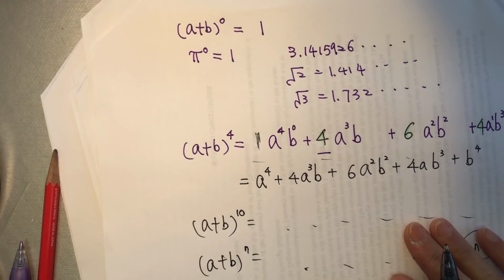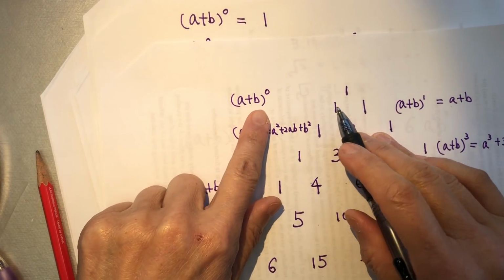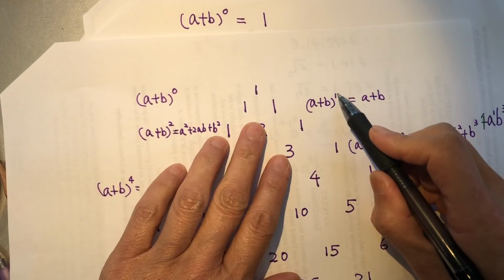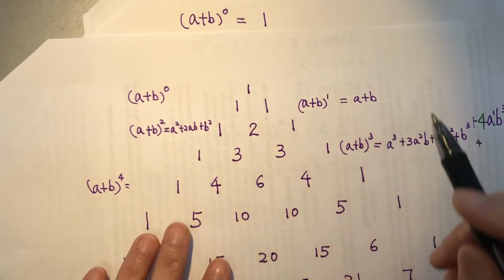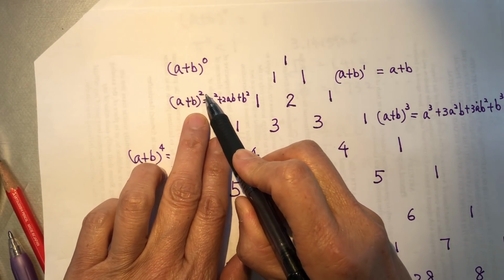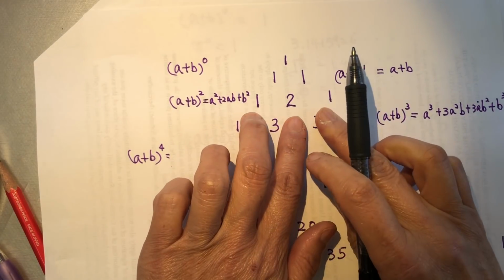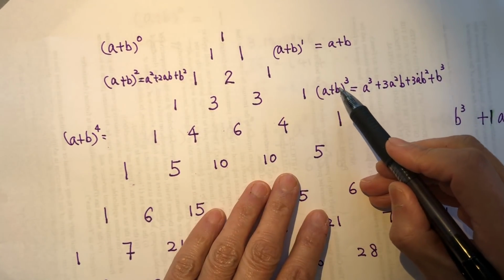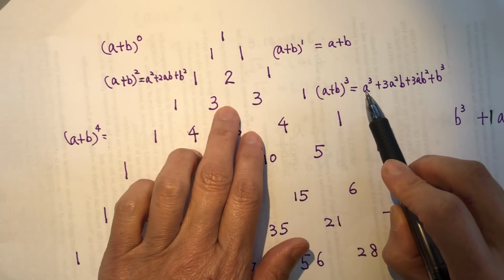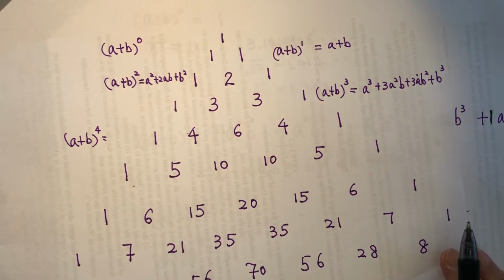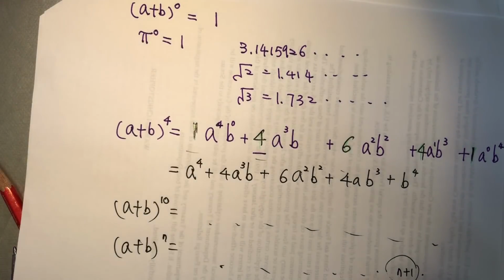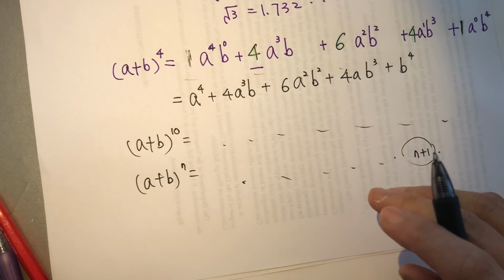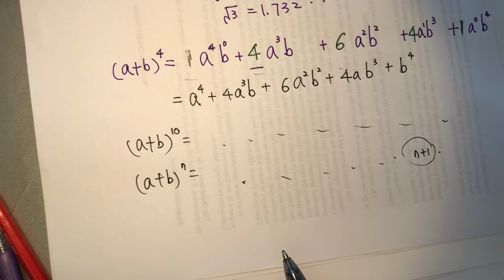Okay, let's come back to see. A plus b to the power of 0 is 1 term. A plus b to the power of 1 is a and b, 2 terms. A plus b to the power of 2, 1, 2, 3, you got 3 terms out. A plus b to the power of 3, you got 1, 2, 3, 4 terms. It's always one term bigger than the power. Okay? One term more than the power.